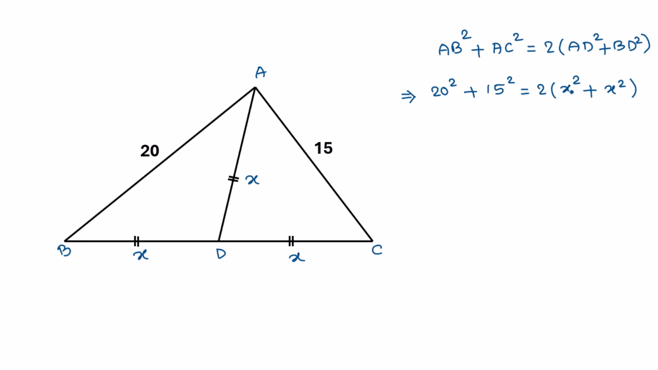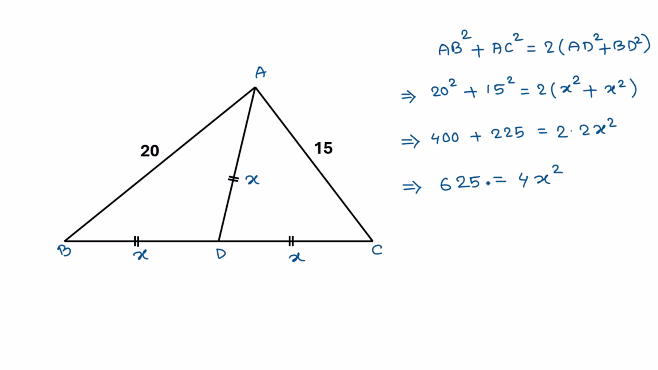Solving this equation, we will get the value of x. 20 square is 400 plus 15 square is 225 is equal to 2 times x square plus x square. This is twice x square, or 400 plus 225, this is 625 is equal to 2 times 2 is 4 and this x square.